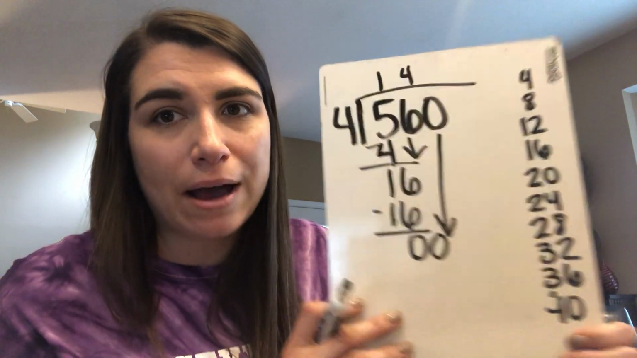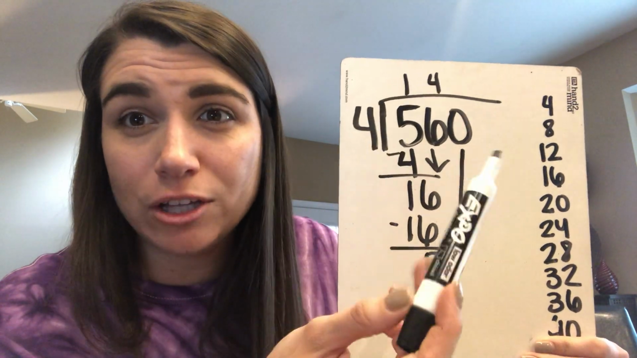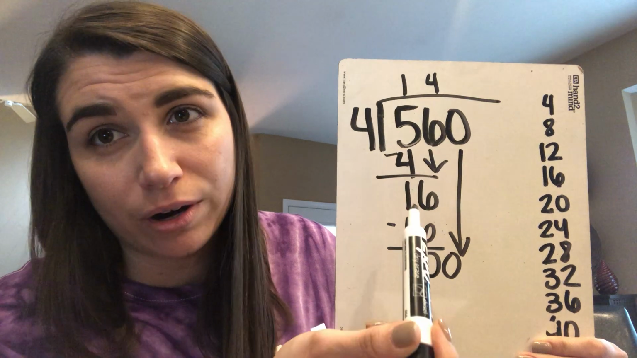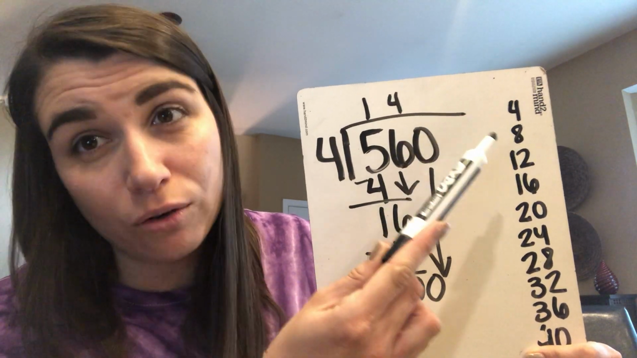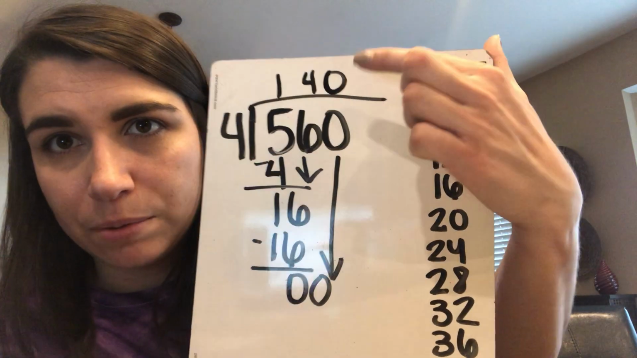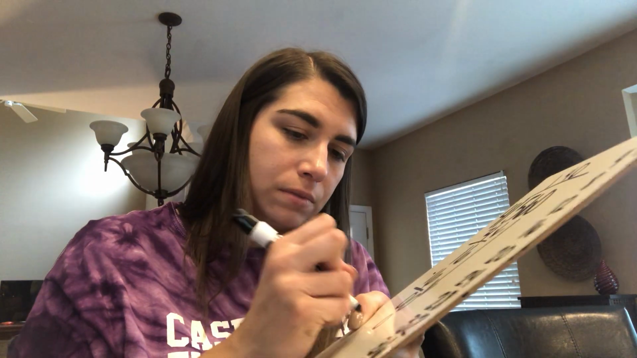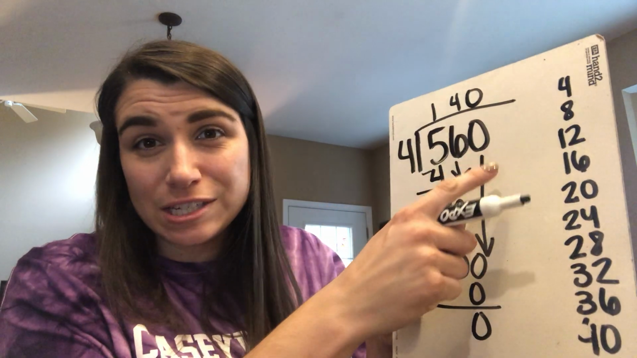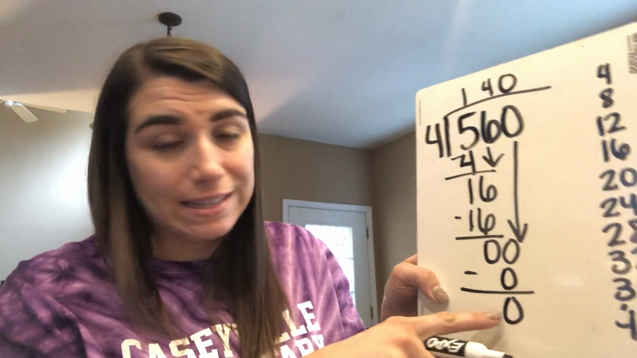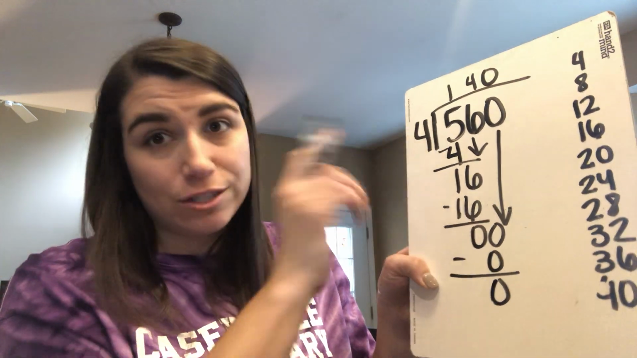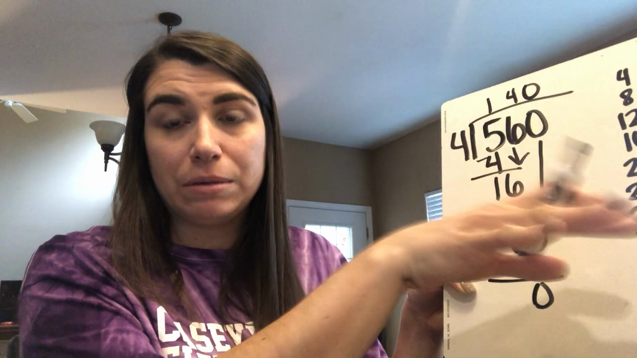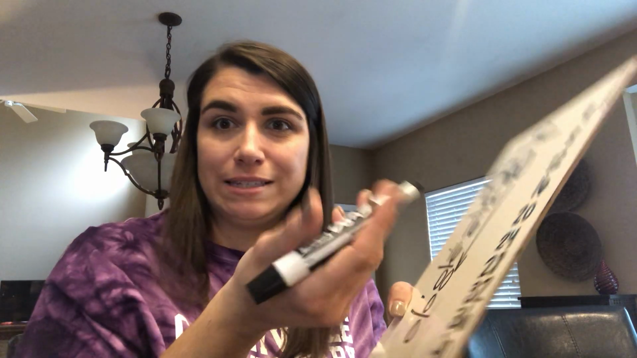And so now I need to think about what times 4 is going to get me closest to 0 without going over. So I can't do 1 because 4 is over that. So I'm going to do 0. So I'm going to put my 0 at the top, like that. I put it right there. So then now I multiply. 0 times 4 is 0. And then 0 minus 0 is 0. There's nothing else to bring down now. And we know that 0 is smaller than 4. So now remainder becomes remainder. So our remainder would be 0.